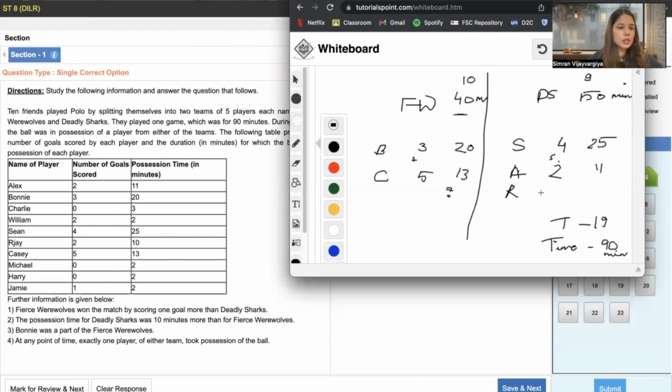And they scored 2 goals in 10 minutes of possession. One more goal they want in 2 minutes of possession. So we only have one option for that. That's Jamie. One more goal in 2 minutes of possession. 9 goals are done. Now we need 1 more 0-goal player.